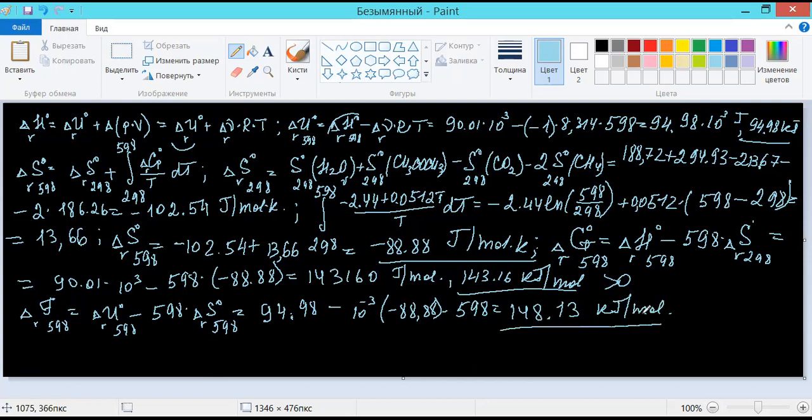So these are the answers to this problem. I hope that the solution way is clear to you. If it's not that clear, feel free to write to me in the comments. I will try to explain it in more detail.